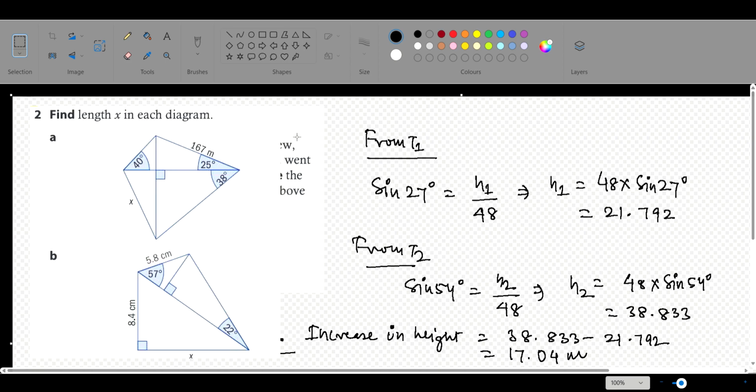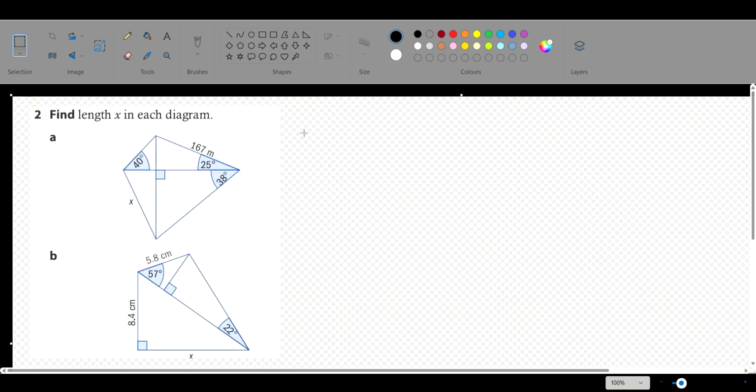Let's come to question number 2. You need to find the missing value of x, the compound shape in the form of various right angle triangles. You need to connect the dots here.